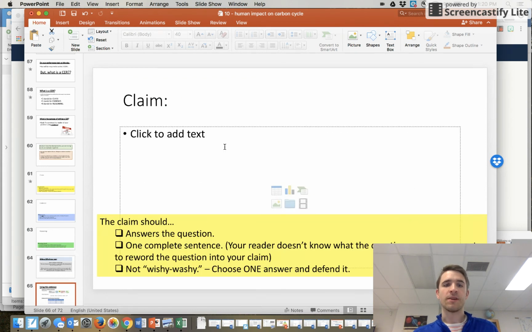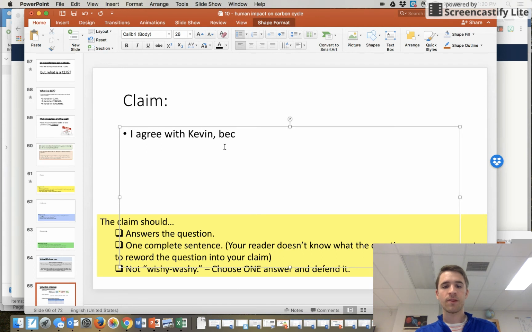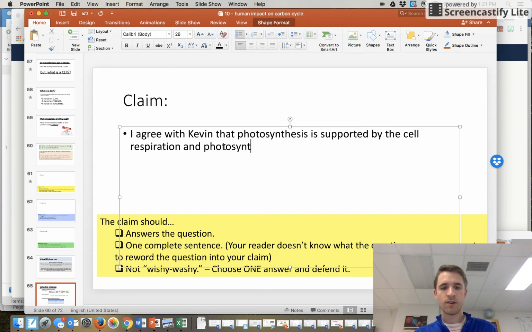So my claim could be something like, I agree with Kevin that the law of conservation of matter is supported by the cell respiration and photosynthesis cycle. Super simple, one sentence answers the question.